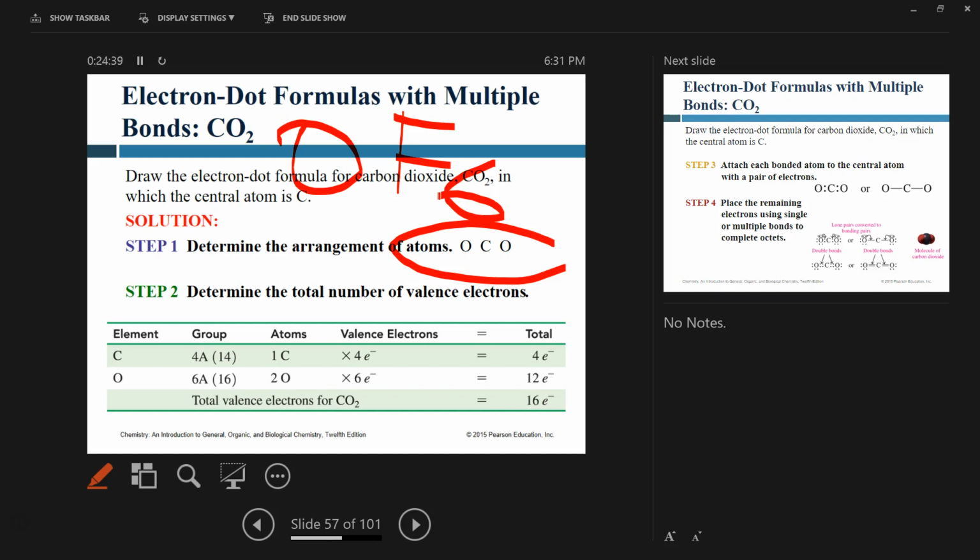Next, so we determine the arrangement. Next, we determine how many valence electrons we have in total. Carbon, 4. Each oxygen, 6. 6 plus 6 plus 4 gives us 16. So that's the total number of electrons in that molecule. I'm talking about valence electrons, of course. Got it?